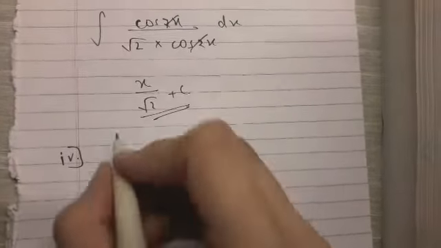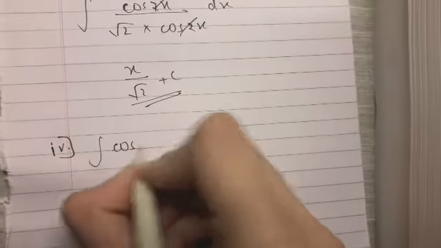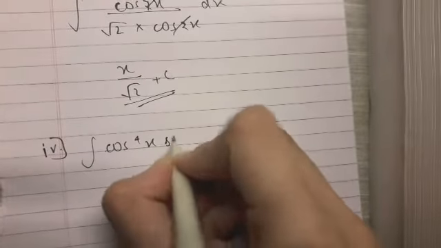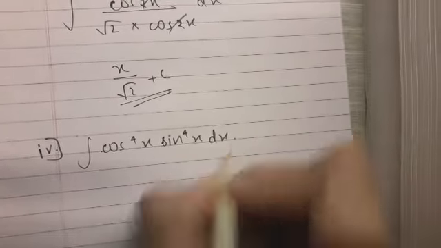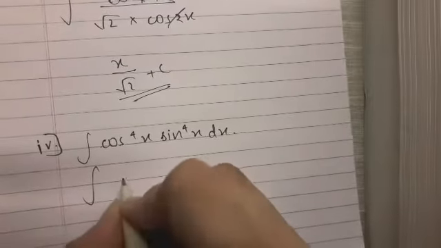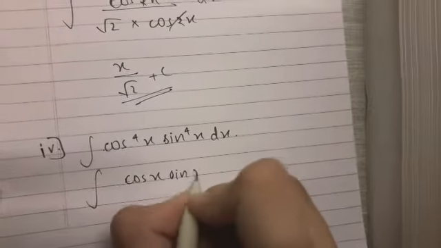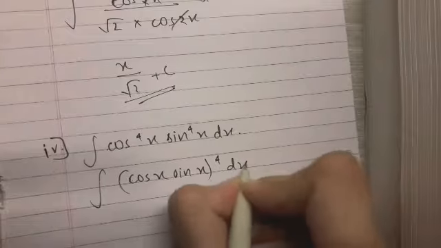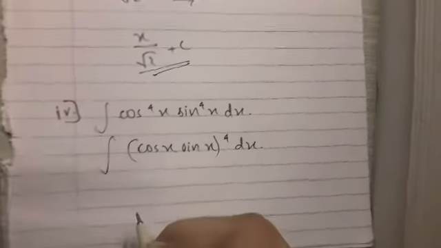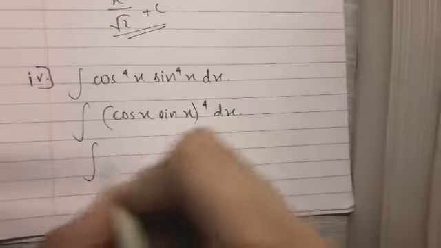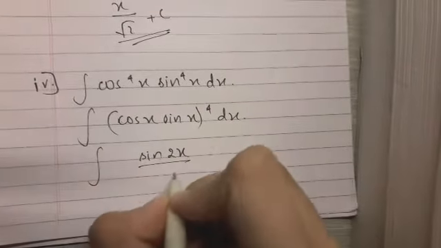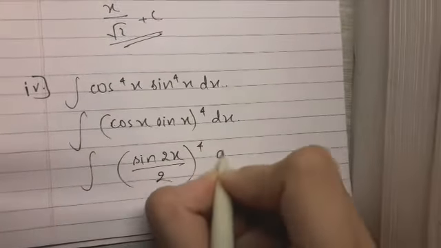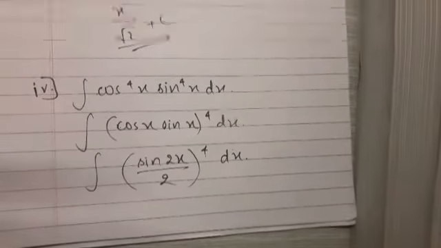Okay, so the fourth sub question of question number 5 is integral of cos raised to 4 x sine raised to 4 x dx. Again, we can write this as cos x sine x, the whole thing raised to 4. Cos x sine x, like explained earlier, can be written as sine 2x by 2, the whole thing raised to 4. So when it's raised to 4, it becomes sine raised to 4 2x by 16.